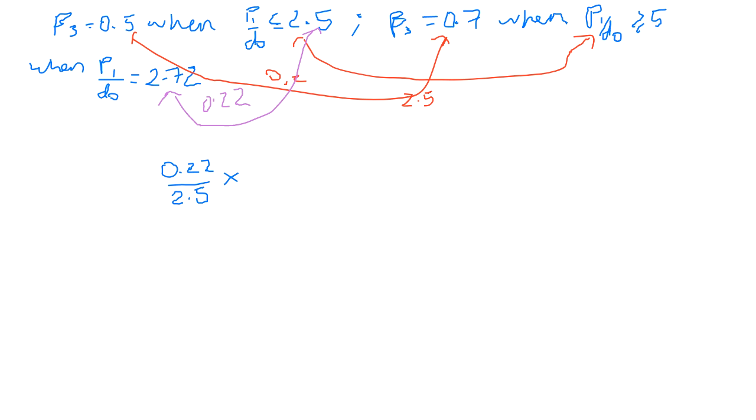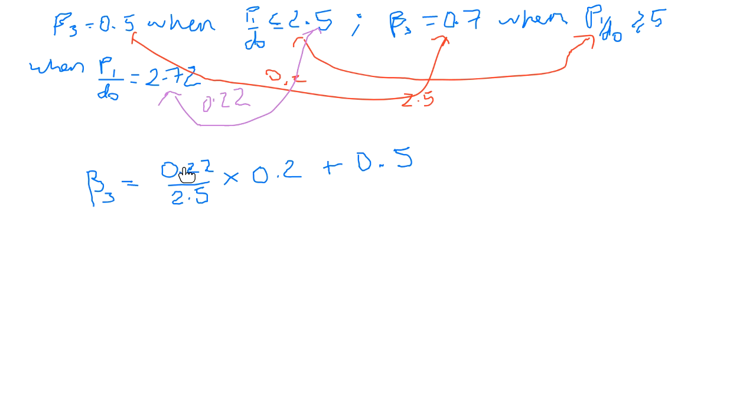Multiply by the difference between 0.7 and 0.5, which is 0.2. Okay, so that's how much along we are on it, and then plus on to the 0.5. Okay, so we're just doing standard interpolation, so beta 3. Okay, so we know that the difference between this one, P1 over D 2.5, and that one is 2.5, but we're only 0.22 long, so we're only 0.22 bigger than 2.5.